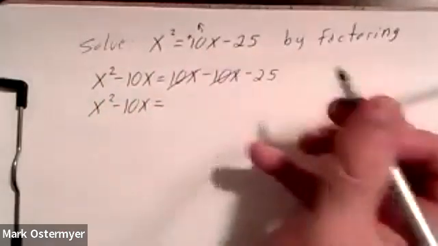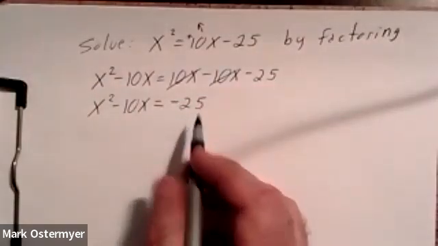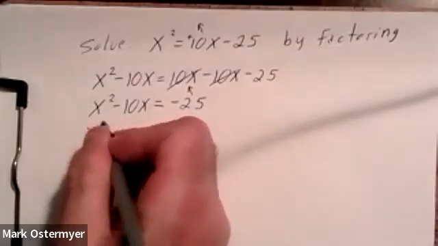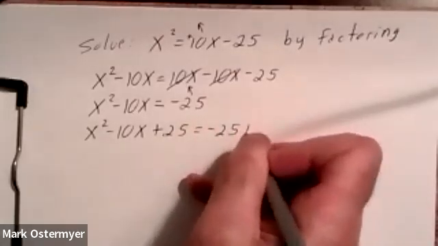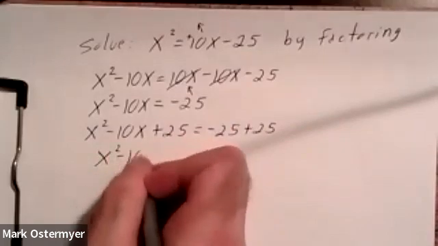The 10x's drop out on the right side, leaving you with -25. Now, how do we move the -25 over to the left side? Add it. Add 25 to both sides. And when we do this, the right side of our equation goes to 0. And that's what we wanted.